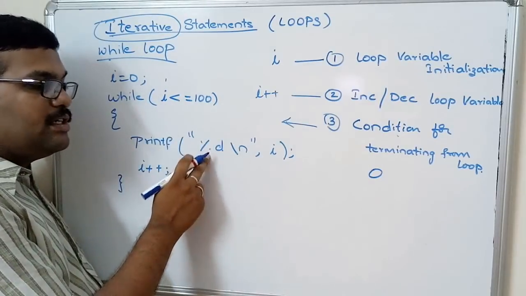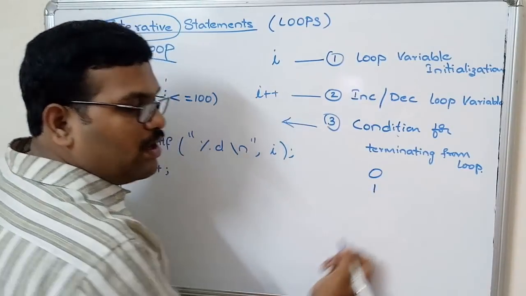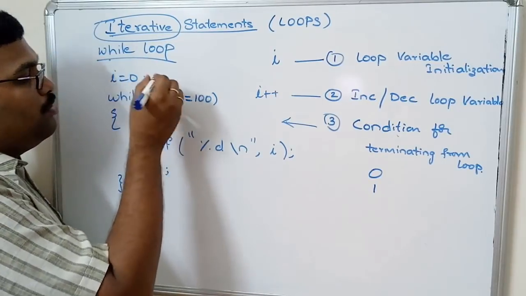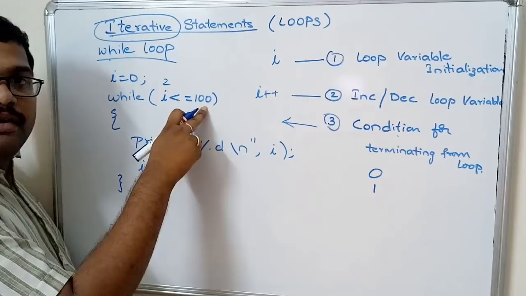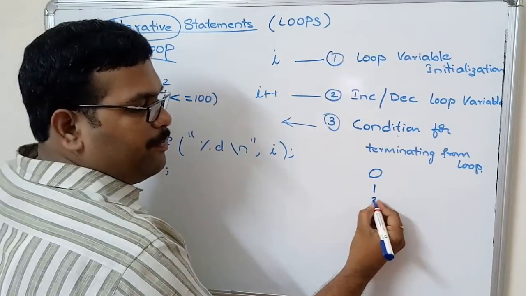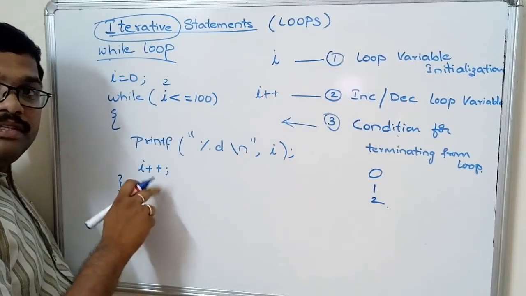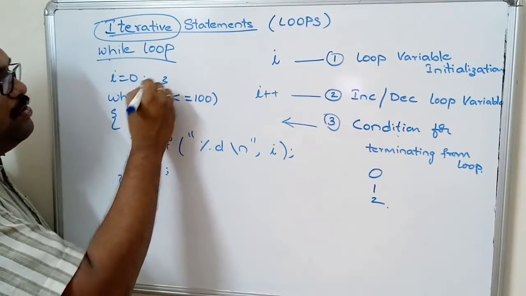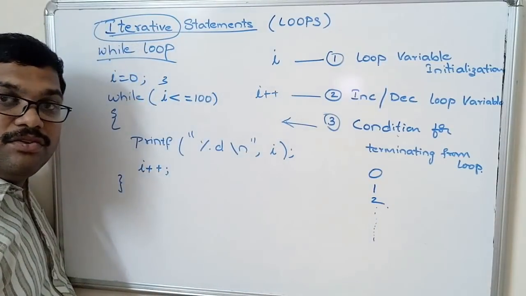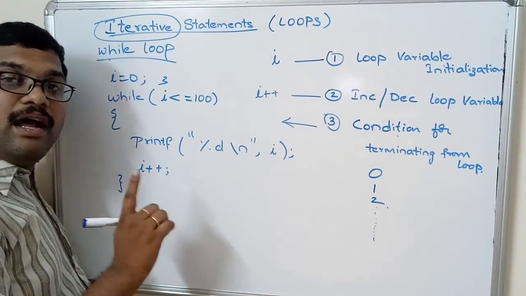Again printf %d I, now I will be printed as 1. Next I plus plus, I becomes 2, now 2 is less than or equal to 100, printf %d I, so 2 will be printed, and now I plus plus makes 3, next 3. In a similar way these statements execute until I becomes 100.